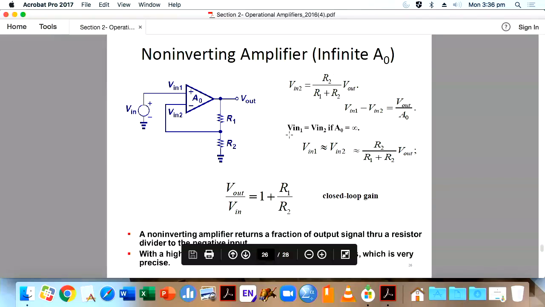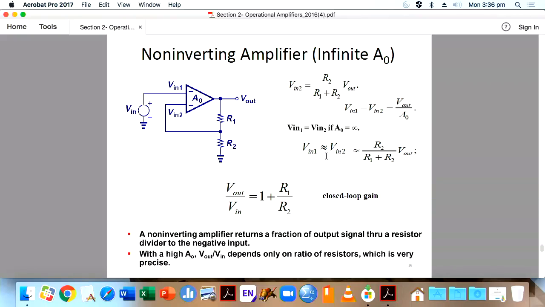Then for this one, there are different ways you can derive the expression, but the easy way is this way. Because you have negative feedback, what is the V into here? That is equal to V out into R2, because we are taking the voltage across R2, divided by R1 plus R2. And then we can also write V in 1 minus V into equals V out by A0, from the equation V out equals A0 into (V in 1 minus V in 2).